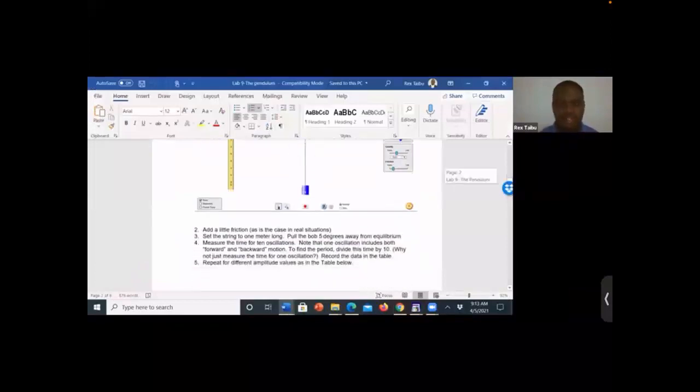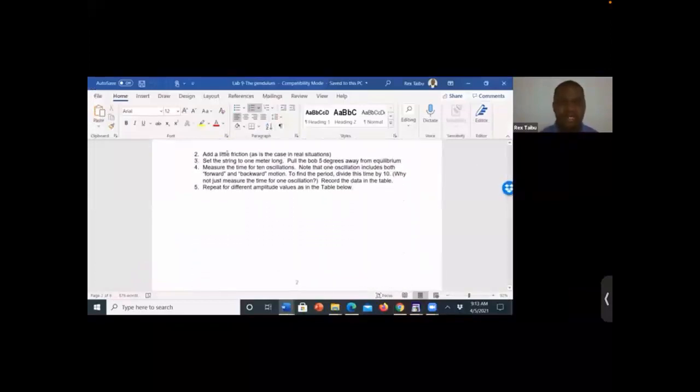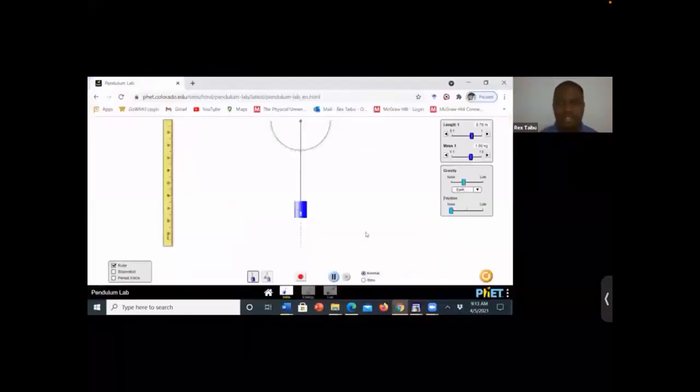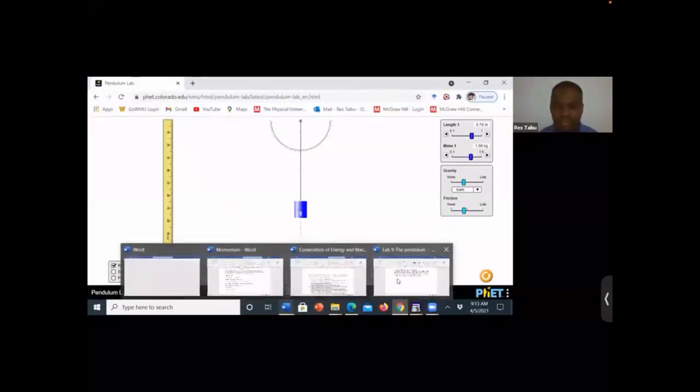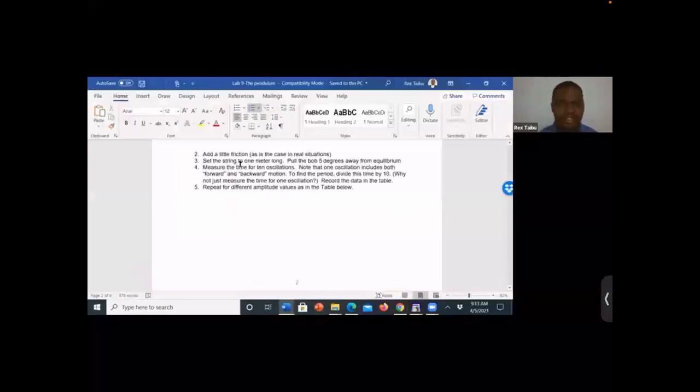So we have opened the simulation. Number 2, add a little friction. So let's add a little friction, because in reality there is some friction. So you add a little friction, maybe like here. Instruction number 2, set the string to 1 meter long, and then pull the bulb 5 degrees away from the equilibrium. So 1 meter long. So let's go to the simulation.